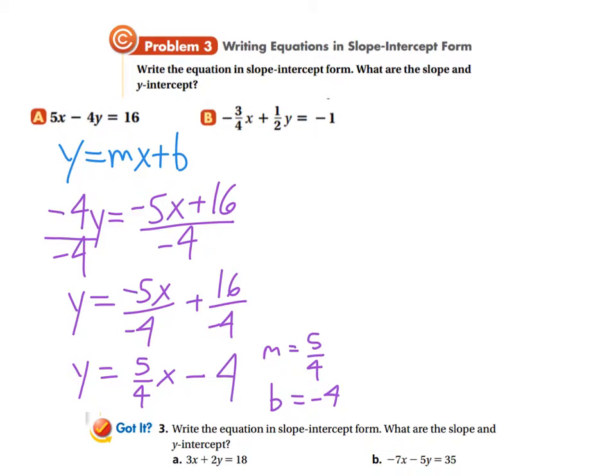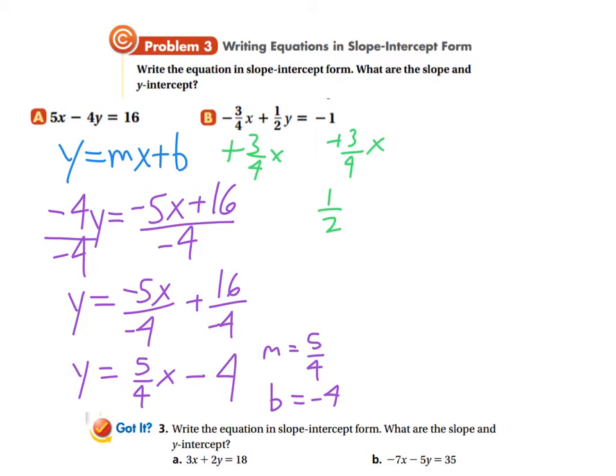Looking at the next example, we do have some fractions. It might be tempting to try to eliminate those fractions by multiplying both sides of the equation by 4, which you certainly could do. However, in slope-intercept form, we're going to have to deal with some fractions, so it might just be best to get used to dealing with that. But like I said, if you wanted to multiply by 4, you could. I think I will actually begin by adding 3/4 x to both sides of the equation.